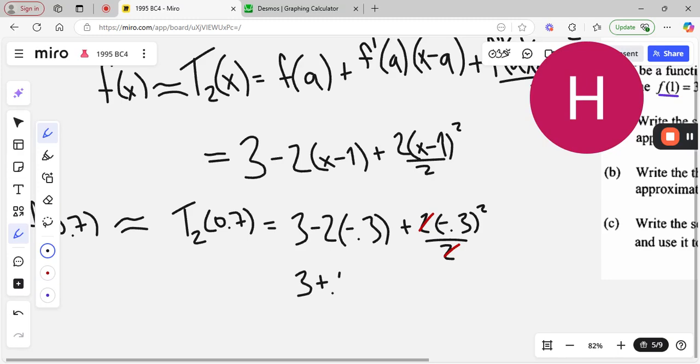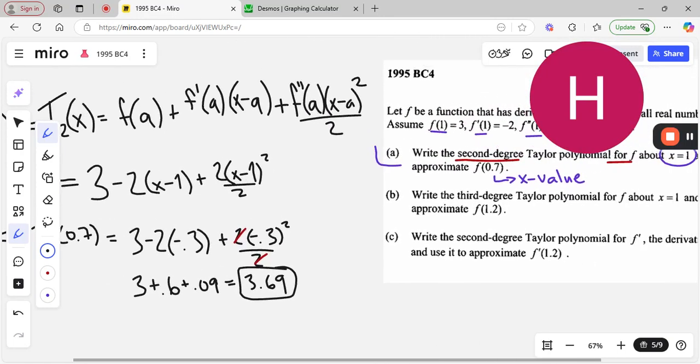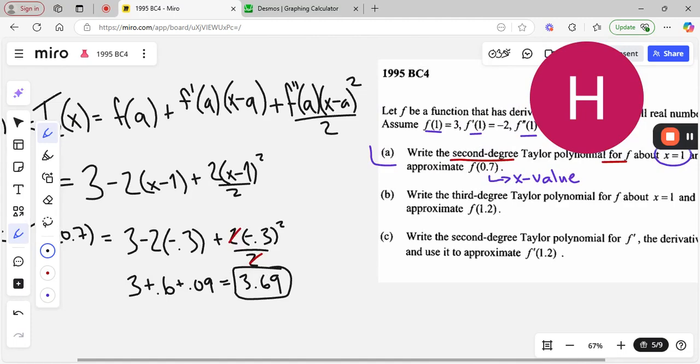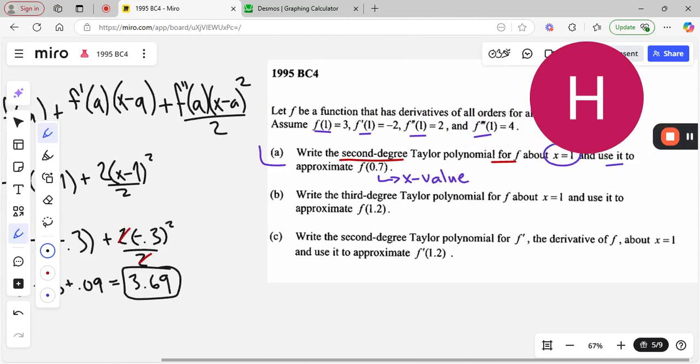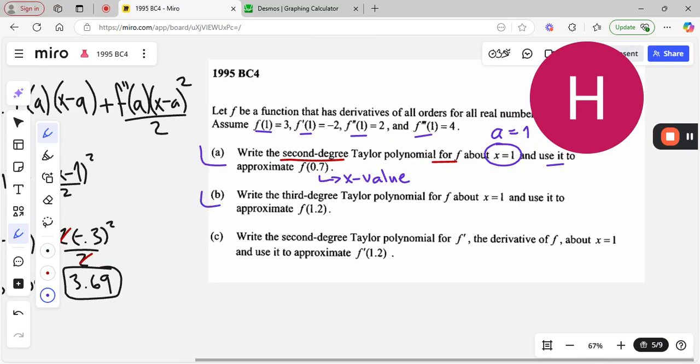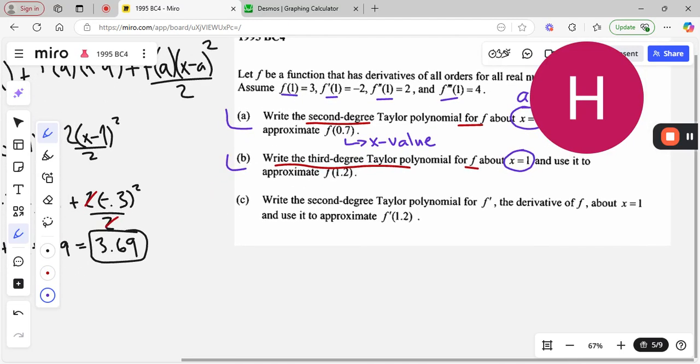3 plus 0.6 plus 0.09. So we get 3.69. That is our approximation. Pretty straightforward, yeah? Now, let's do part B, which has us go one step further. It's the third degree Taylor polynomial for f about the same point, and use it to approximate f of 1.2.